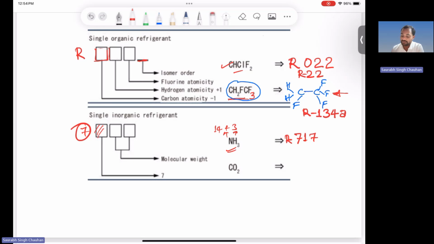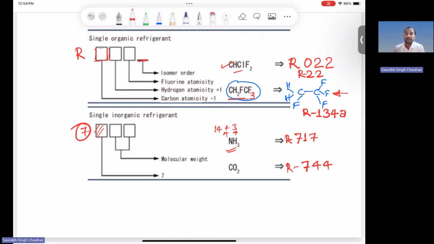Similarly, if you want to name carbon dioxide, then 7, right? You have to put 7. Then the molecular weight of carbon dioxide is 44. So it is 744, right? So this is how you name any refrigerant.